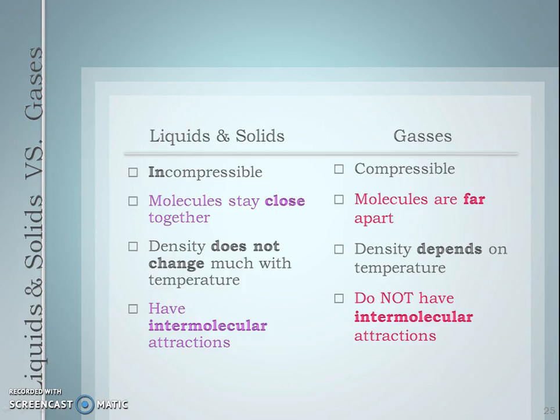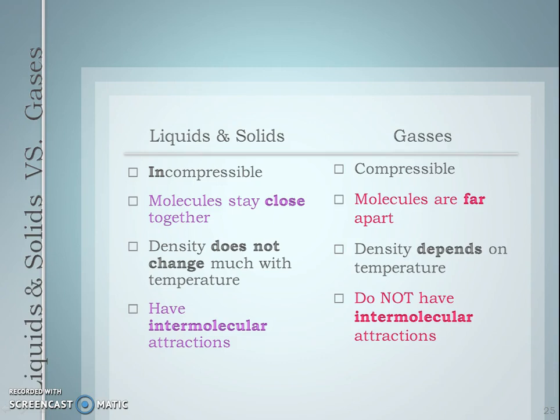Not much to say except for understanding what these mean and why liquids and solids are incompressible versus gases are compressible. In liquids and solids, the molecules stay close together, whereas in gases, those molecules are all over the place. Liquids and solids' density really doesn't change much with temperature. So if I have a solid piece of any metal, that density is going to be the same whether I have it in my cold refrigerator or I put it outside in the sun on a warm summer day. The density of gases, though, is going to be very temperature dependent.